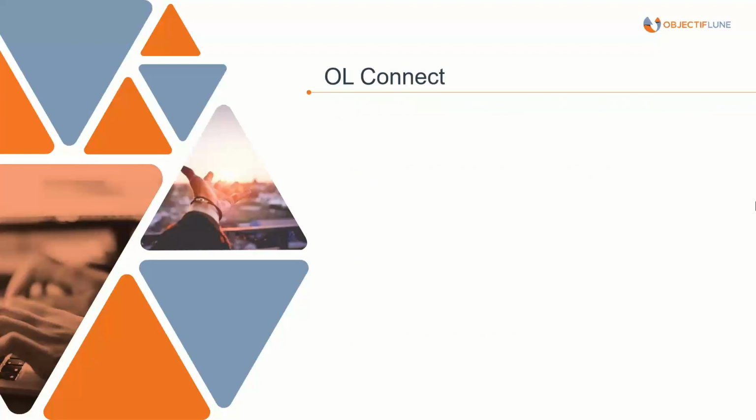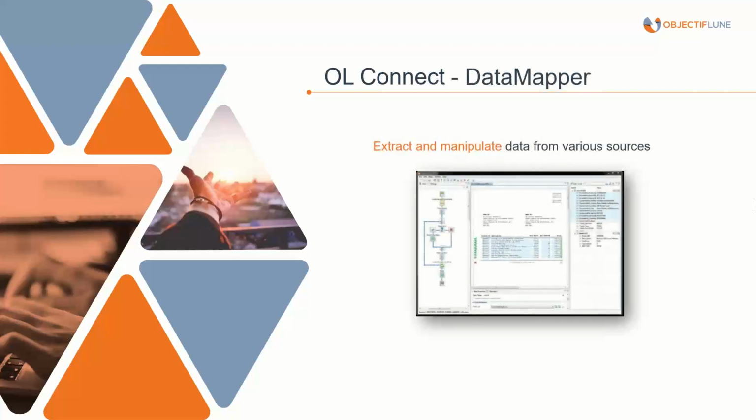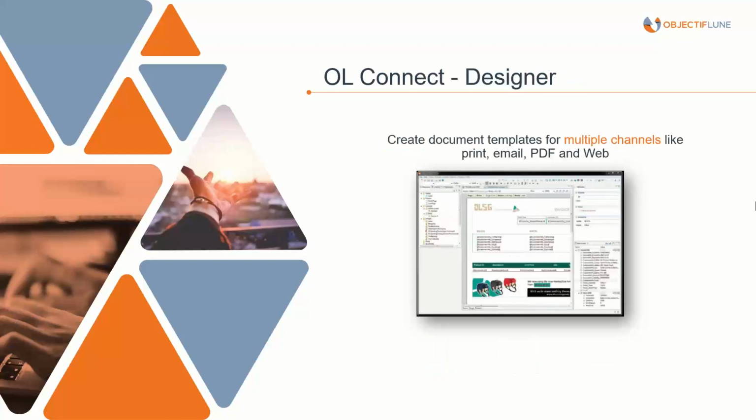Our software technology is called OL Connect, and OL Connect is made up of three main components. The first is our data mapper, where we are able to extract and manipulate data from a variety of sources. From a legacy system, this will mostly be some type of a print spool file or some type of a print file. But it can also be PDFs, XML, CSV data, and much more.